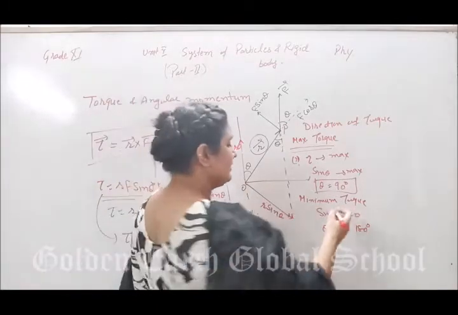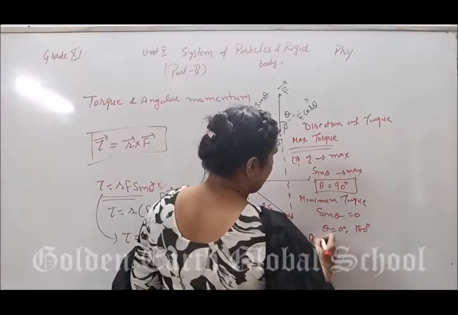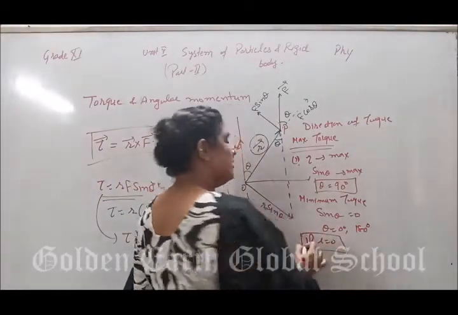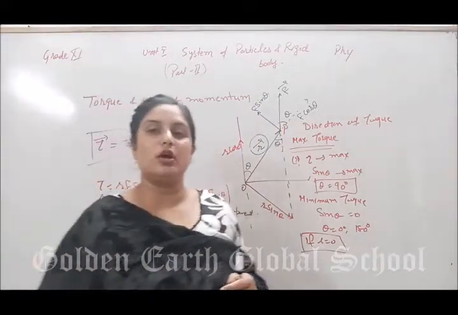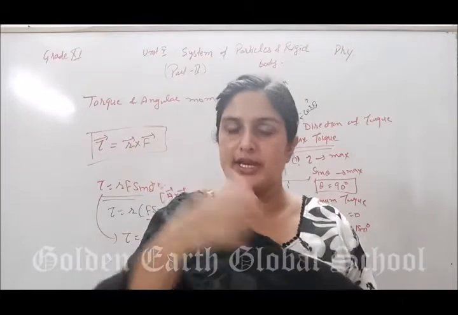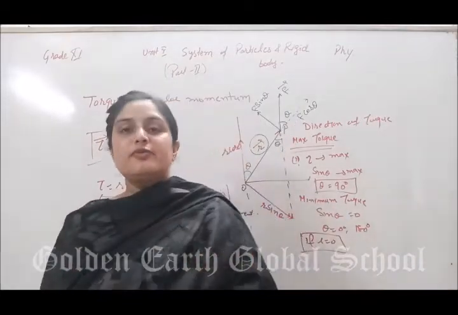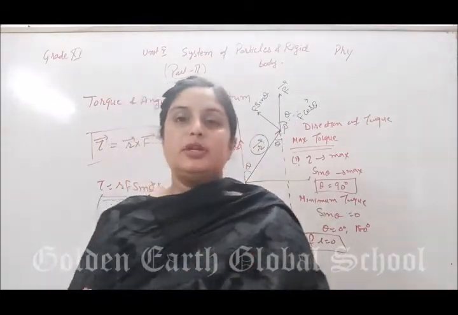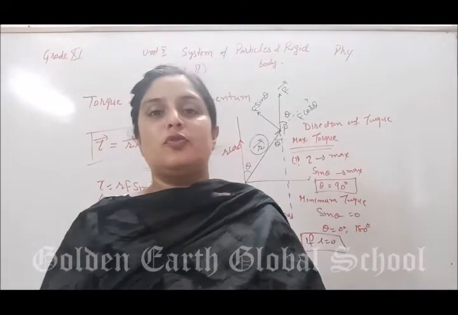Clear? And in the next case, if R is equal to 0, means if on the door you apply force at the hinge, यहाँ से आपने डोर को कनेक्ट किया हुआ है, अगर आप वहाँ पे फोर्स अप्लाई करोगे तो देयर विल बी नो रोटेशन ऑफ द डोर.